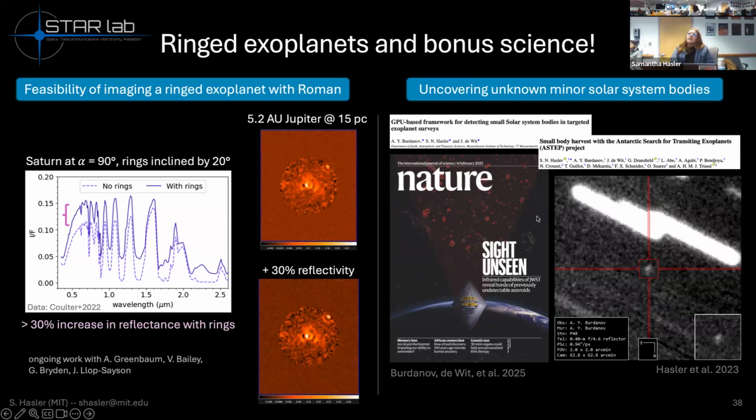And then recently we had a paper published where we were analyzing a TRAPPIST field of JWST observations. We were actually able to recover almost 200 unknown decameter-sized objects in the asteroid belt.